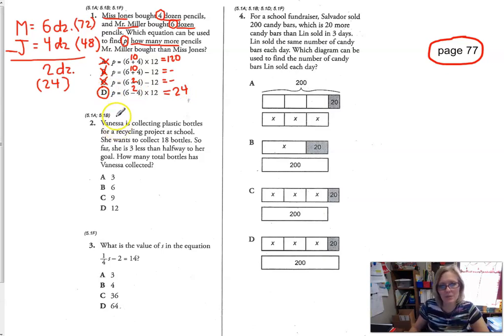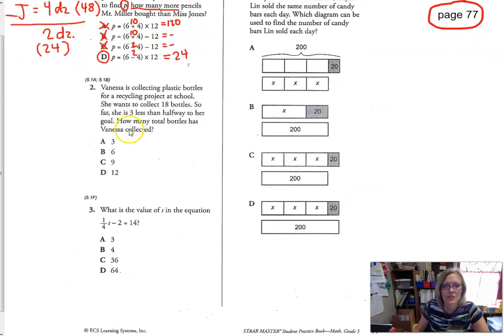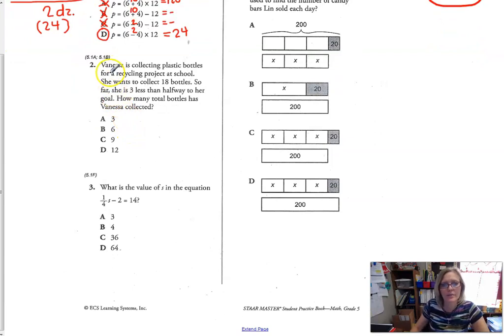Now let's look at number 2. I'm going to scoot up just a little bit for number 2. Number 2 isn't much harder. You just have to make sure you're understanding the vocabulary in these. So it says, we're doing our cubes, remember? Vanessa is collecting plastic bottles for a recycling project at school.